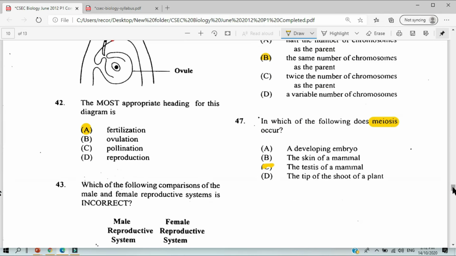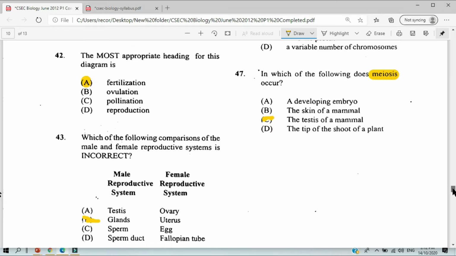For 47, in which of the following does meiosis occur? Which shows the testes of a mammal. And again, this is textbook. The number of chromosomes would be passed on to the offspring. All right, now we move on down. So the answer there is C for 47.